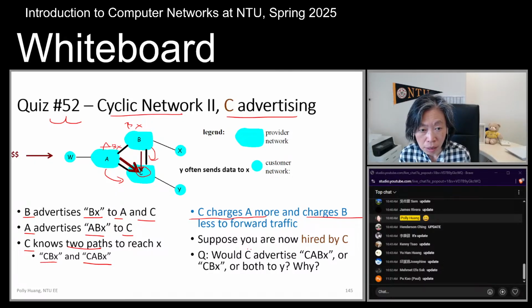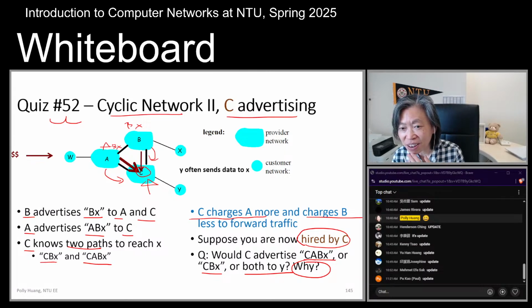All right, good. Suppose now you're not hired by B, but hired by C. Now you're hired by this company, this ISP. Would you advertise CABX or CBX or both to Y? Tell me why. All right, so I see already several teams go on and read the picture of quiz 52. But some of you might still need time. So how about I give just 2 minutes? And we'll come back to check out everyone's answer.